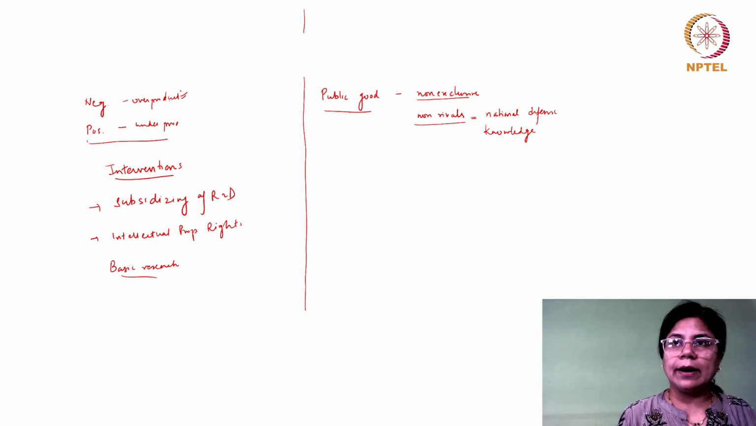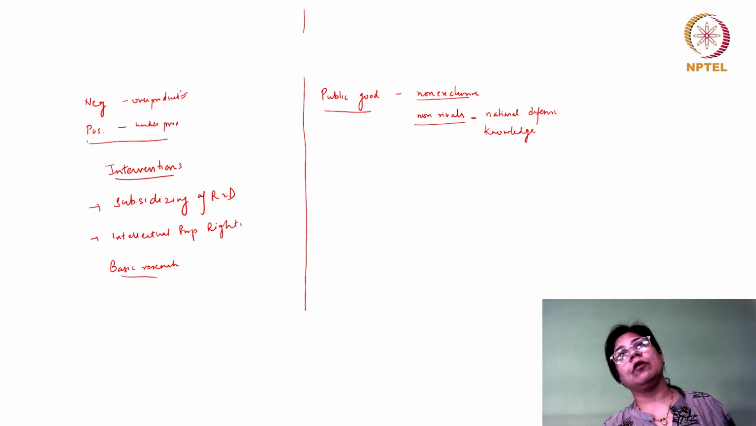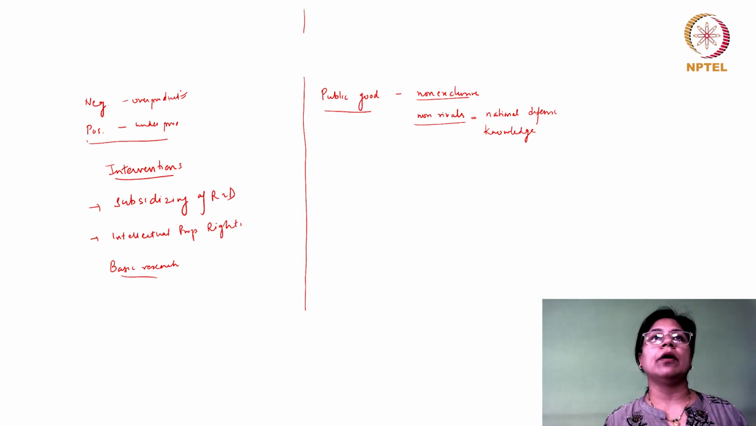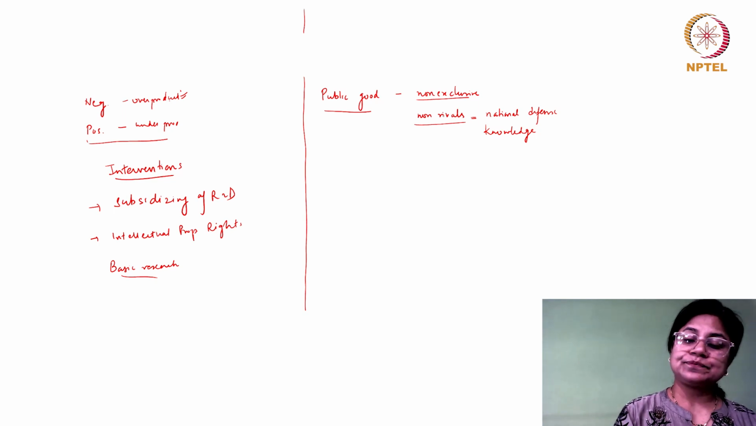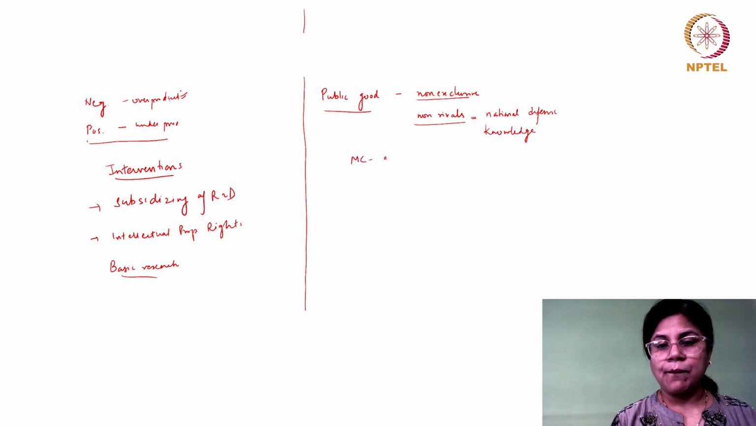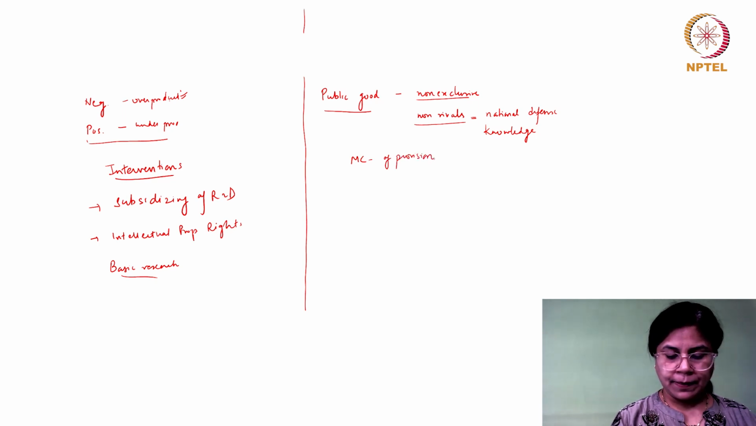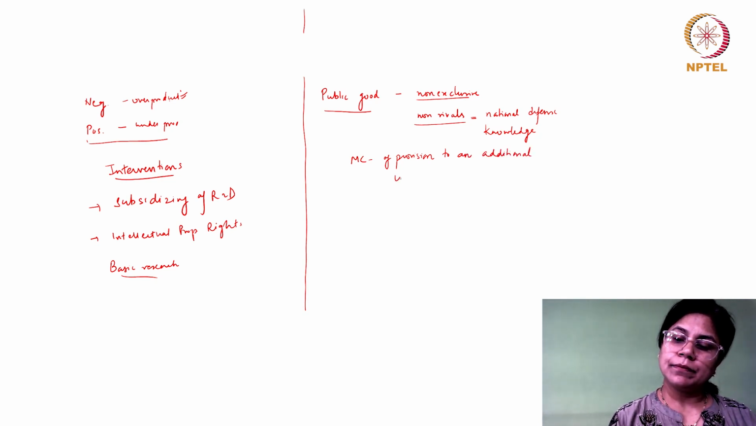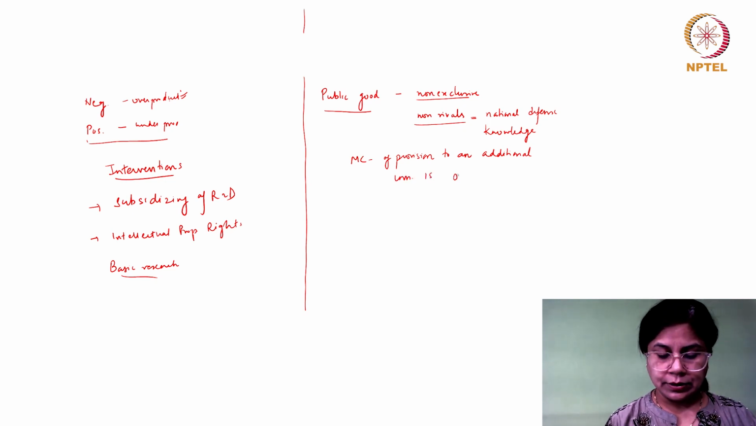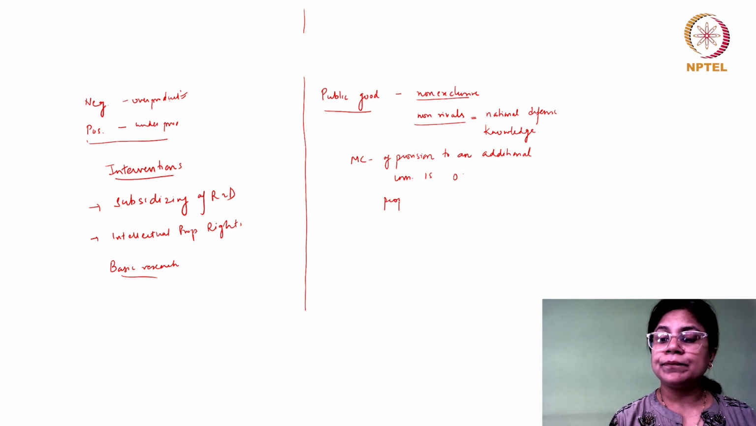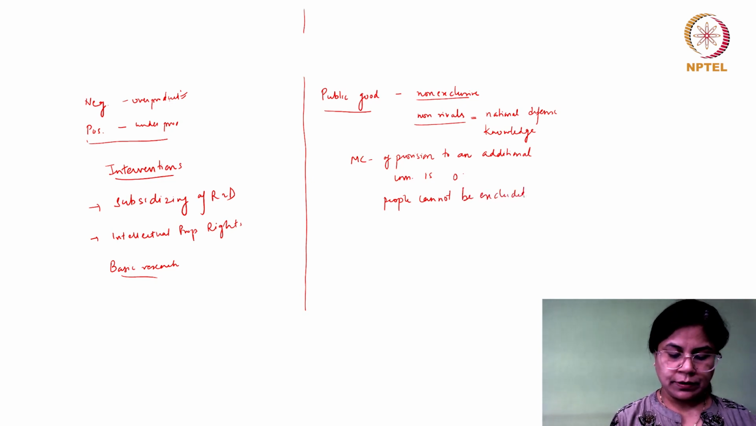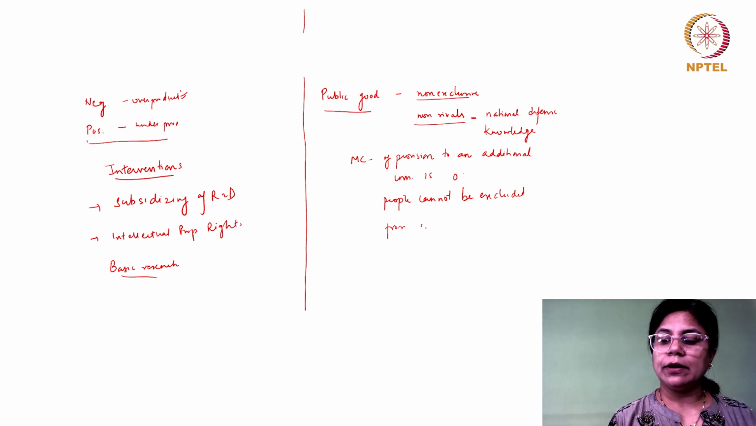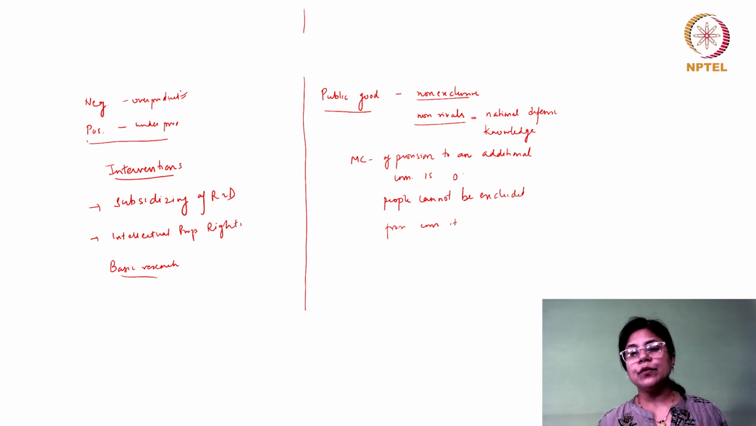What is the implication of these two characteristics is basically that the marginal cost of making provision for an additional consumer of that particular product is now going to be zero, right? And people cannot be excluded from consuming it. So when you bring together these two concepts, what you have is a public good.